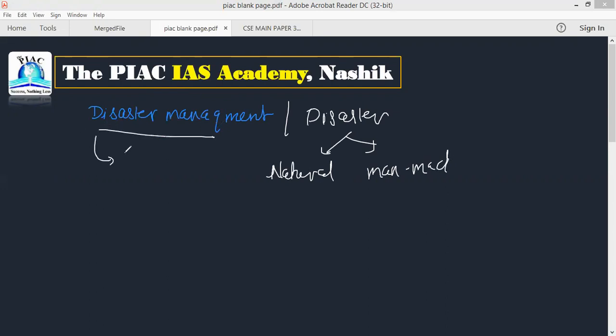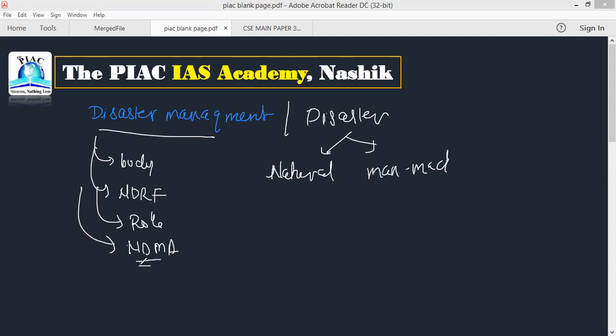How is the disaster management body formed? What is NDRF and what is its role? How has India formed the National Disaster Management Act, and what is included in this act? What are the challenges in disaster management, and how can they be overcome? All this you will have to deal with in the disaster management topic.